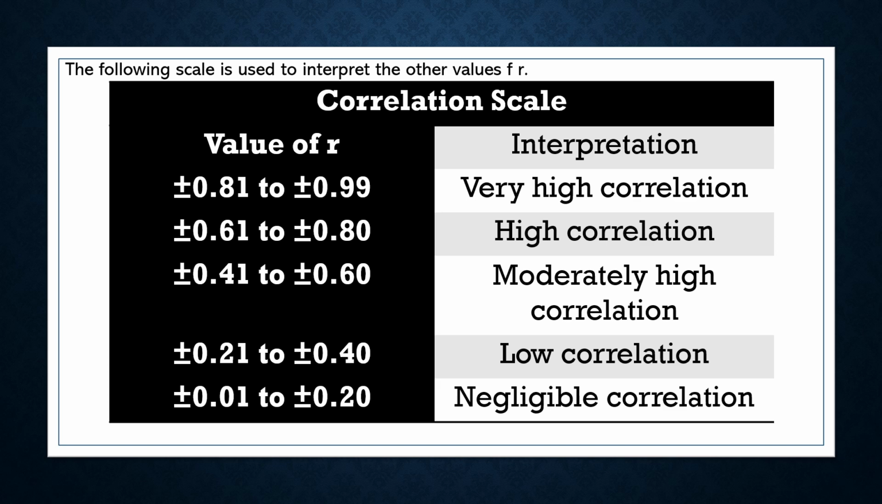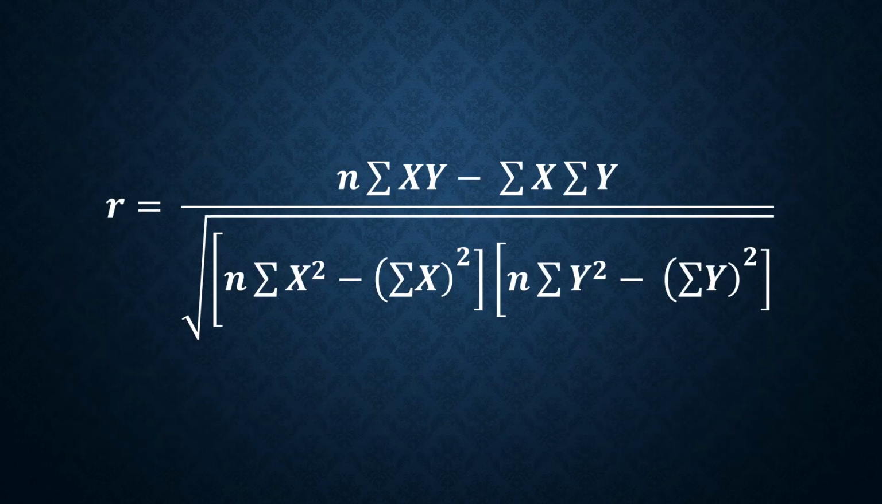Now, how are we going to compute for the value of r? We have r is equal to n times the summation of xy minus the summation of x times the summation of y, all over the square root of the quantity n times the summation of x squared minus the quantity summation of x, squared, multiplied by the quantity n times the summation of y squared minus the quantity summation of y, squared.